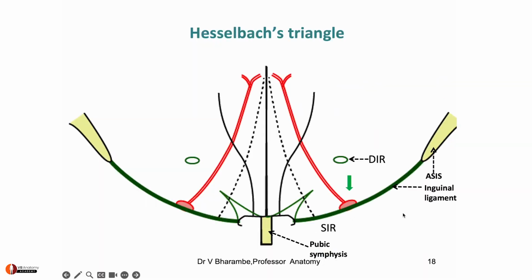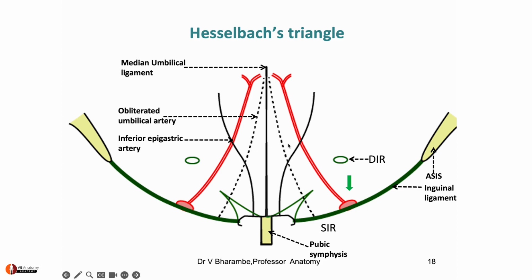Take a look. Now, you are aware of what this is. This is the anterior superior iliac spine. This is the pubic symphysis. This is the inguinal ligament. This is the median umbilical ligament or urachus. This is the obliterated umbilical artery on both sides, and the inferior epigastric artery. What is new in this image is the presence of the rectus abdominis muscle in front of all this.